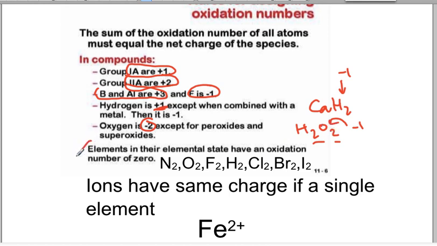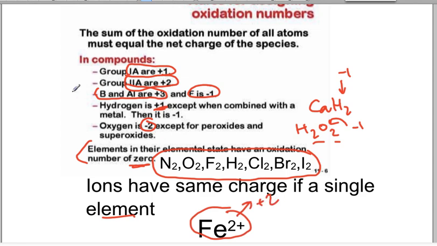Elements, just regular elements by themselves, are going to be 0. Keep in mind, diatomic elements are elemental in form. So N2, O2, F2, H2, Cl2, Br2, and I2 are elemental in form as well. They have an oxidation number of 0. Ions that come from a single element, like Fe2+, the oxidation number is the exact same thing as its charge.